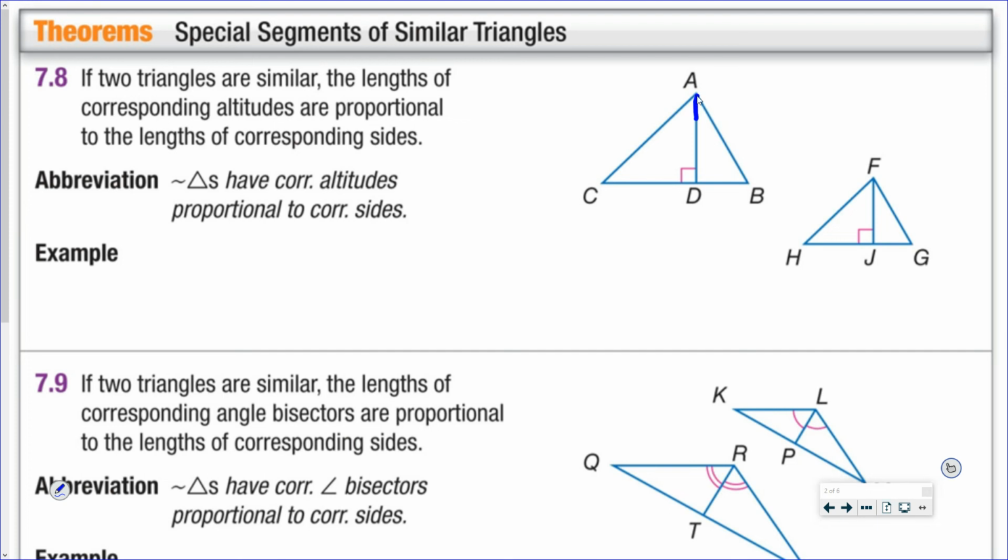So in this picture, AD, that's an altitude, and so is FJ. We're gonna write down what an altitude is. You guys don't remember. Altitude: from the vertex perpendicular to the opposite side.